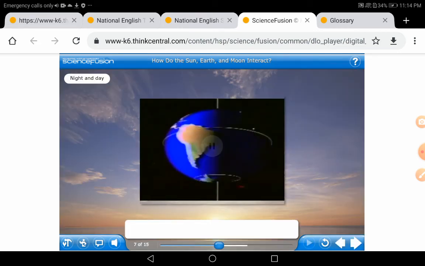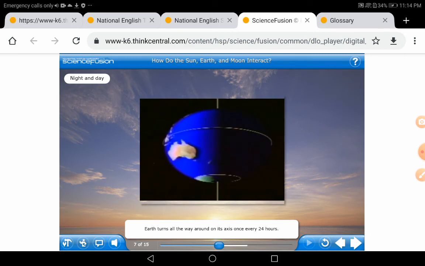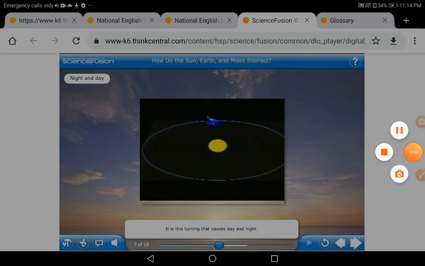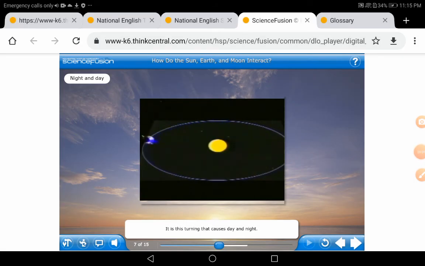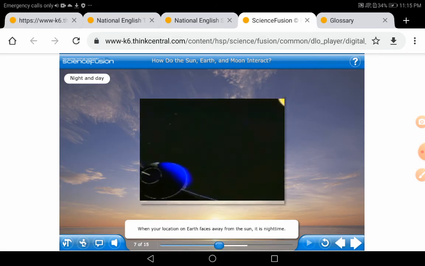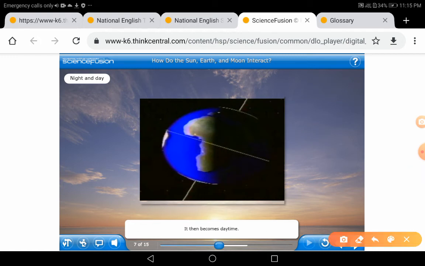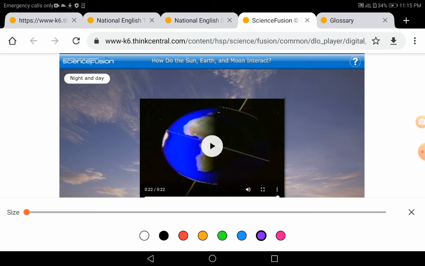This is day and night. Earth turns all the way around on its axis once every 24 hours. It is this turning that causes day and night. When your location on Earth faces away from the sun, it is nighttime. As your location on Earth turns toward the sun, the sun appears to rise. It then becomes daytime.